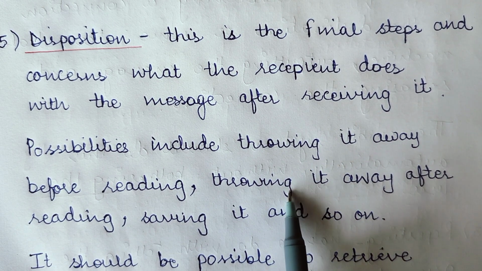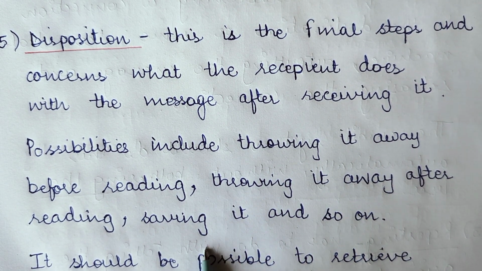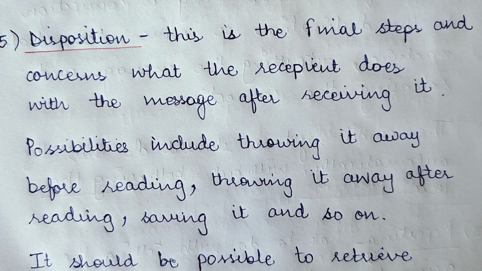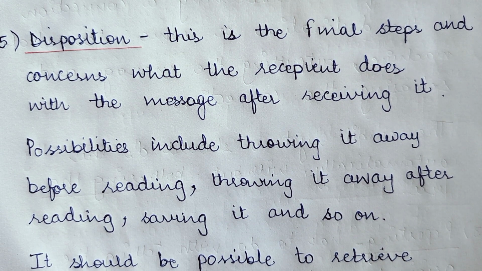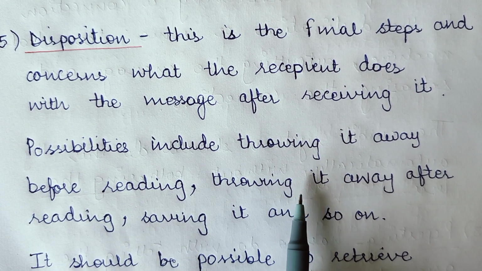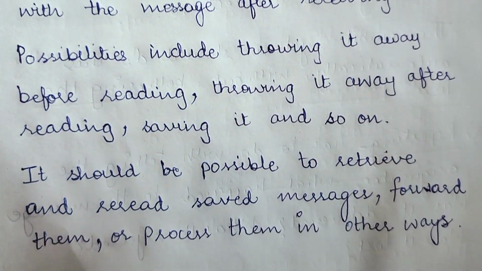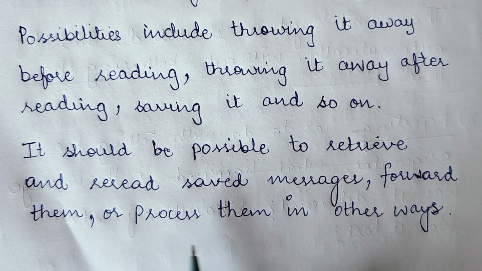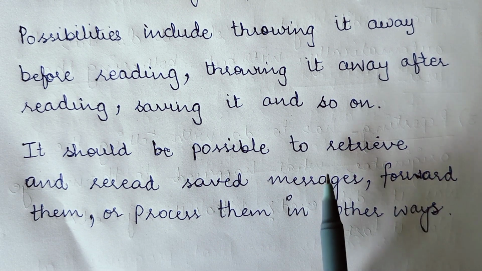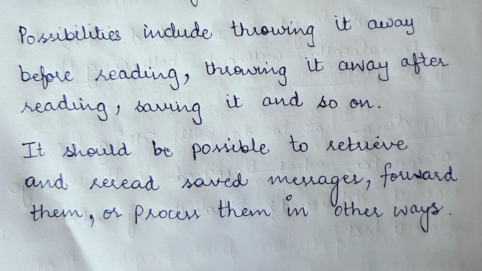Or, if it is an important message, you read it and then you save it also, so the user can save it and so on. So disposition basically deals with what the receiver can do after receiving a particular email message. He may throw it away before reading it, after reading it, or save it after reading it. It should be possible to retrieve and reread saved messages, forward them, or process them in other ways. You can reread a message as many times as you want, as long as you have saved it. You can forward that message, or process it in some other ways.